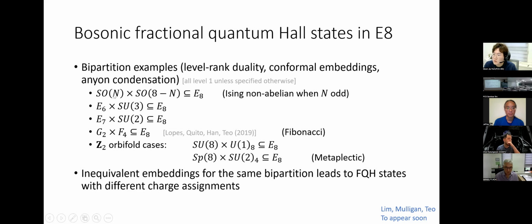So for example, I can have Ising topological orders by partitioning the E8 into two SO(N) and SO(8-N) sectors. There are exceptional cases with E6 and E7. These give us abelian phases. And then there are the G2 and F4 decompositions that give us the Fibonacci phases. And finally, there are some other exceptional cases that give us orbifold versions. And the final case is actually the fourth case that I have not discussed in the previous slide. This gives us the metaplectic phase that corresponds to the existence of parafermions.